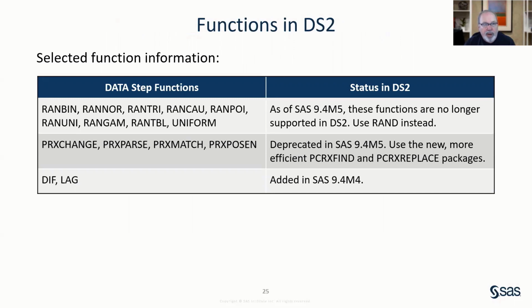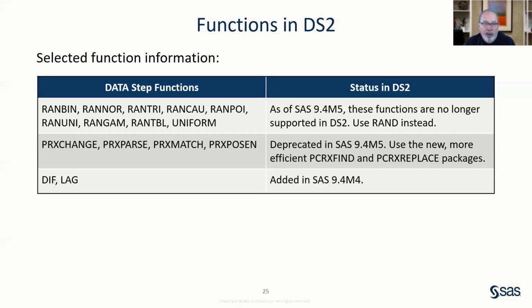If you're used to generating random numbers in a Base SAS data step using any of these RAND functions, as of SAS 9.4 M4, those functions are no longer supported in DS2, just the RAND function. And the RAND function can generate all of those distributions and more using a much more sophisticated random number generator. So that's the one that's supported in DS2.